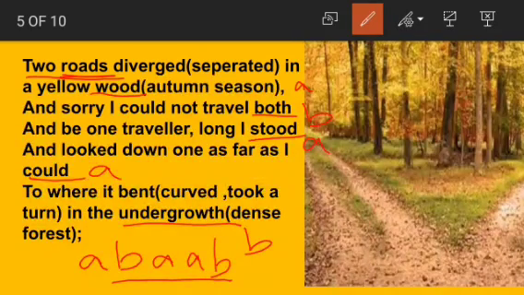Why? When you compare the quality of two things, and when it is seen in the entire poem. So when we are comparing two things, it becomes a metaphor. When we see the comparison in the entire poem, it becomes an extended metaphor. So that is why it becomes an extended metaphor. So road is compared to the options that we take in life.